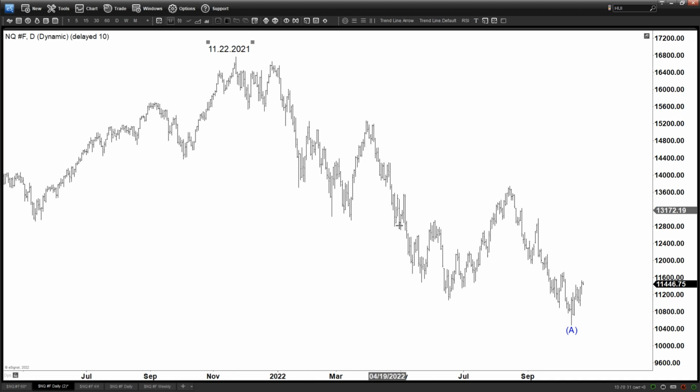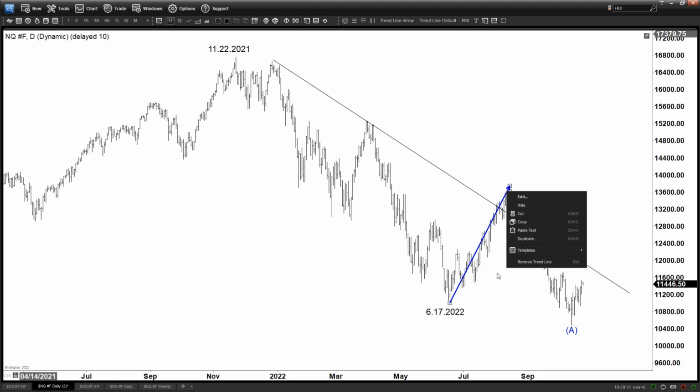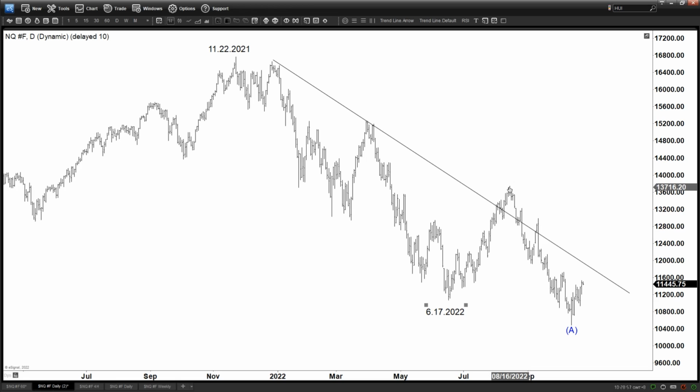If you look at this structure here, let me try to draw some sort of channel. You can see a break above the channel here, so this is going to be a new cycle. This belongs to the same cycle from November 22nd all the way down to June 17, and over here, this one is August 16. So let's take a look from November 22nd down to June 17.